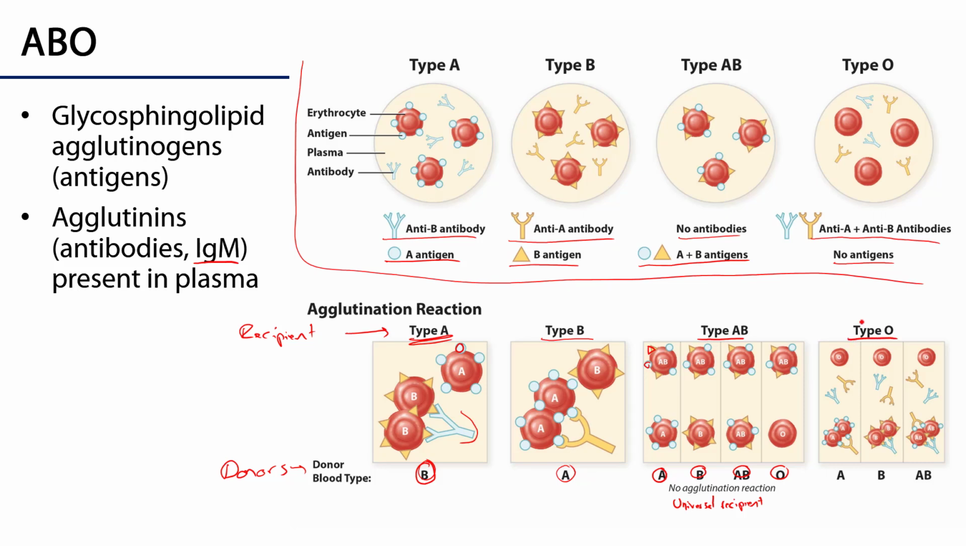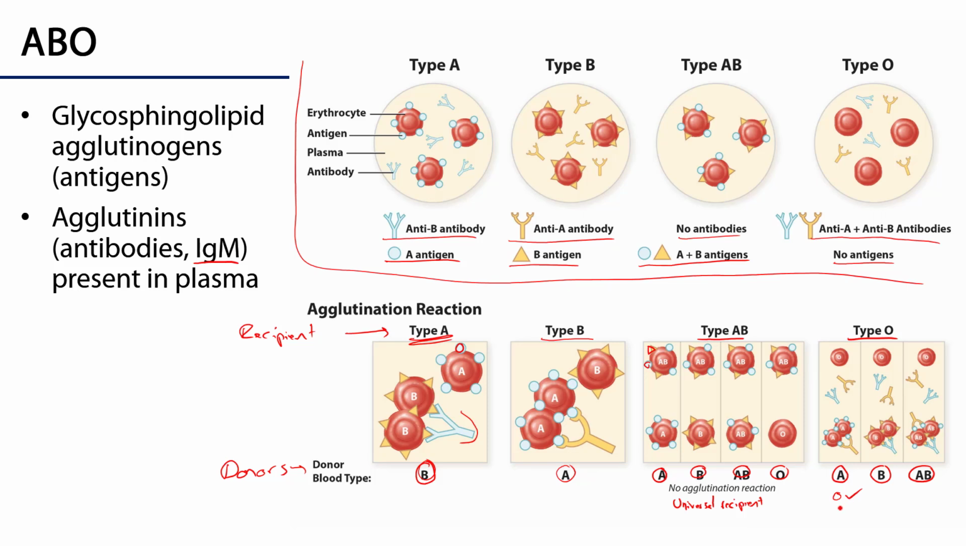Now let's look at type O. Type O, as you recall, has no surface antigens, but it has both anti-A and anti-B antibodies in the plasma. As a result, if type O receives blood from any type A, type B, or type AB blood, there's going to be agglutination, and that would be bad. So the only donor that type O will work with is another type O. So type O is good.